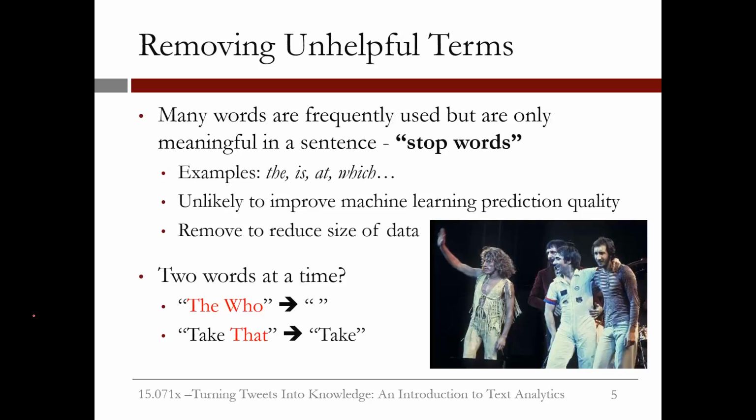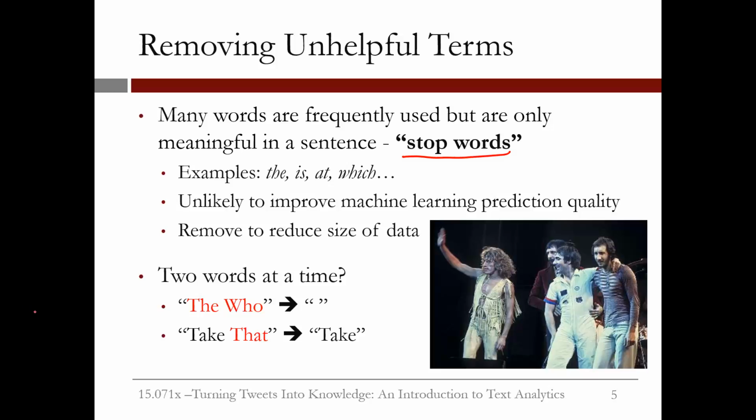Another pre-processing task we want to do is to remove unhelpful terms. Many words are frequently used but are only meaningful in a sentence. These are called stop words. Examples are the, is, at, and which. It's unlikely that these words will improve the machine learning prediction quality, so we want to remove them to reduce the size of the data.